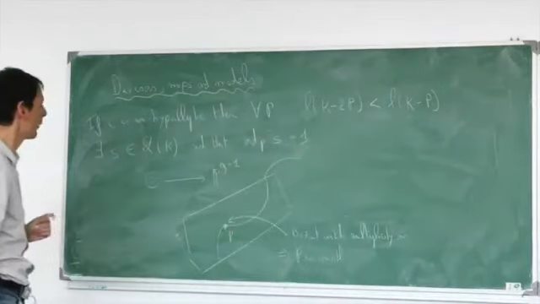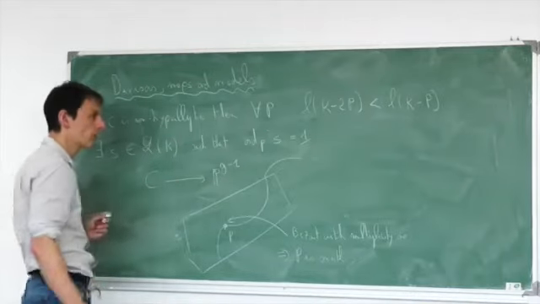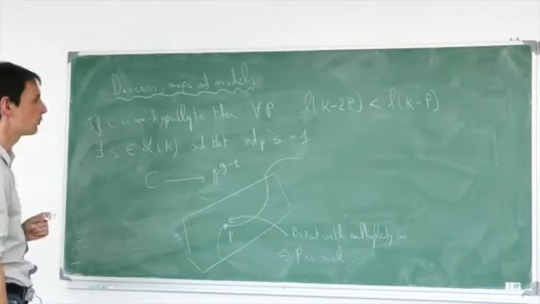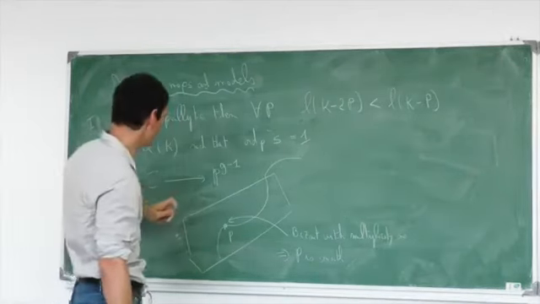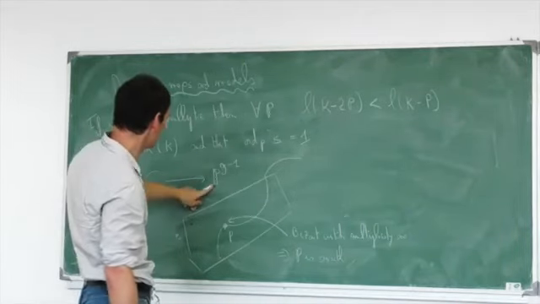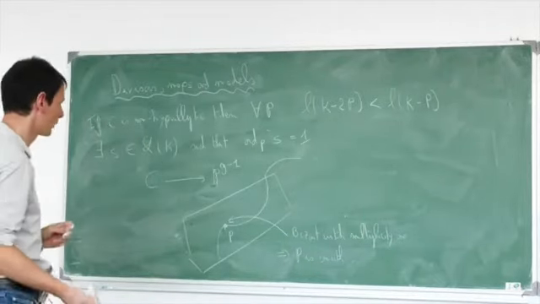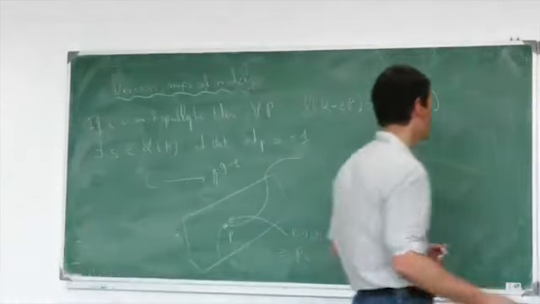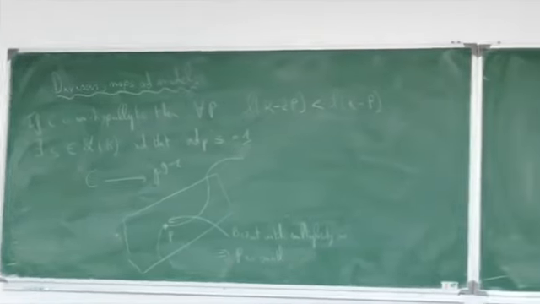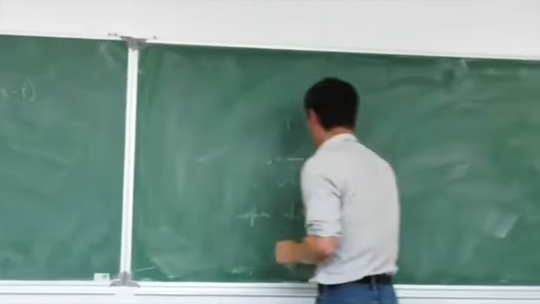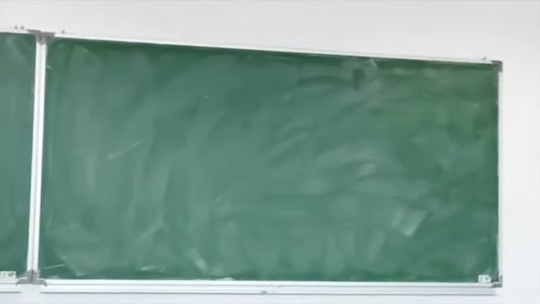And now I'm done, because if I have a bijective morphism between two smooth curves, it has to be an isomorphism. Okay, so my map is going to be an embedding. All right.